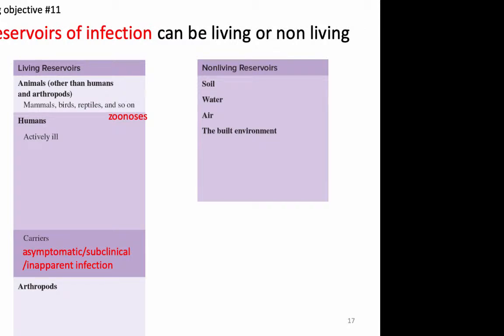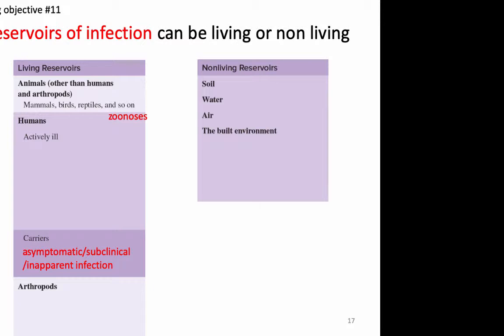So the source of microorganisms is anywhere in the environment. They can be present inside of a living host or in a non-living element of the environment. And these areas where microbes are harbored are called reservoirs of infection. Some examples of living reservoirs are animals and humans who are actively ill, so they're suffering from an infection. The microbe can exit their bodies via a portal of exit and enter a new host to be passed on.